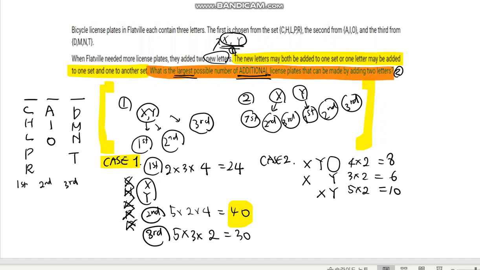So obviously the answer here is just 40, because we have 40 additional license plates that can be made by adding 2 letters, and this is the largest number. So we get all the possible scenarios here, and the largest number of those is 40. Okay, so this is the answer, and this is it for today. Bye.